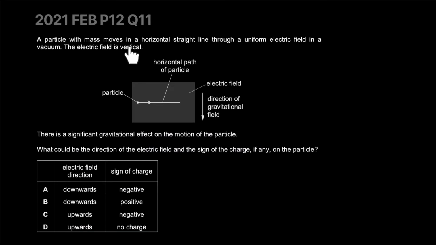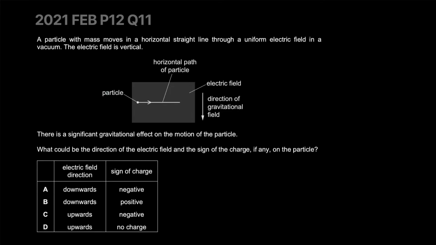A particle with mass moves in a horizontal straight line through a uniform electric field in a vacuum. The electric field is vertical. Okay. There is significant gravitational effect on the motion of the particle. So it's being weighed down, so it's being pulled down because of gravity. What could be the direction of the electric field? It's a pretty straightforward question.